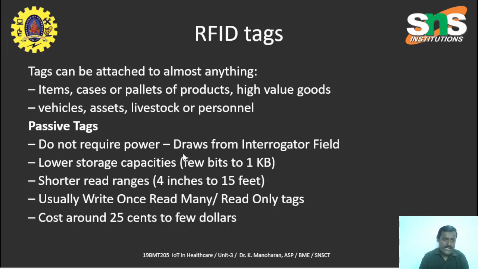The first one, passive tags, does not require power; no power needs to be connected to a passive tag. Normally we prefer to use passive tags. The power is drawn from the integrated field, so the transmitter gives some power, and that power is used for the passive tag. It has lower storage capacity, up to only 1 kilobyte, holding just the RFID tag values. The range is also very short: 4 inches to 15 feet is possible for communicating with passive tags.